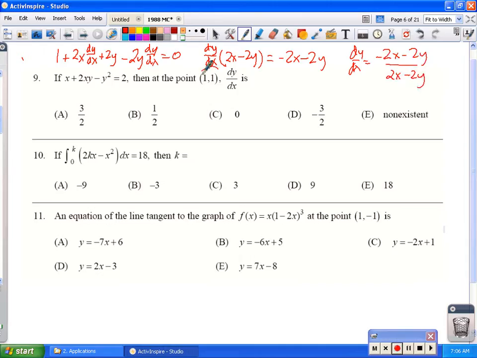Now I'm going to substitute 1, 1 in place of x and y. And I can see in the denominator right away, if I substitute 1 and 1, I'll get a 0 in the denominator, and I can't divide by 0, so the answer is non-existent.